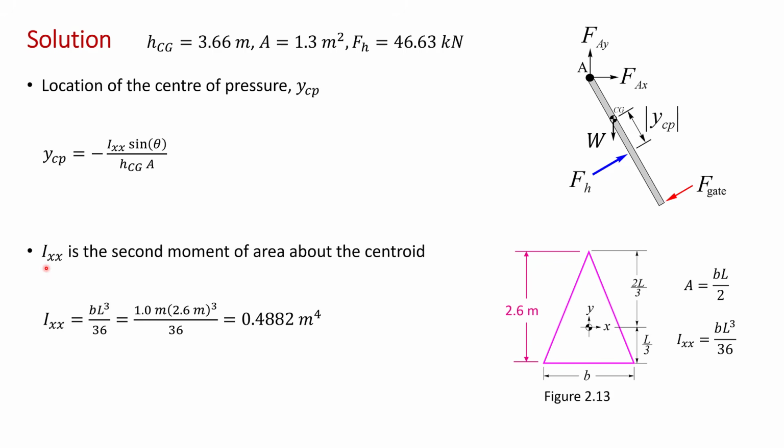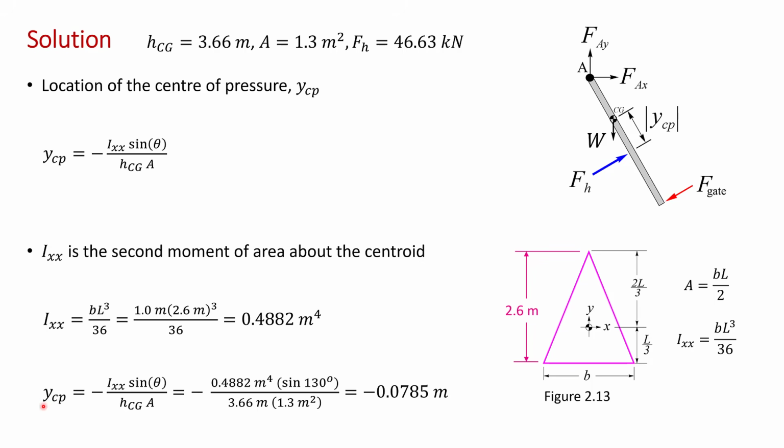I_xx is the second moment of area of the triangle about a horizontal axis through the centroid, so about the x-axis here. I_xx for a triangle is given in figure 2.13 in your textbook. So we can do the calculation. The base is 1 meter. The height is 2.6 meters, divided by 36. And that gives 0.4882 meters to the fourth for the second moment of area.